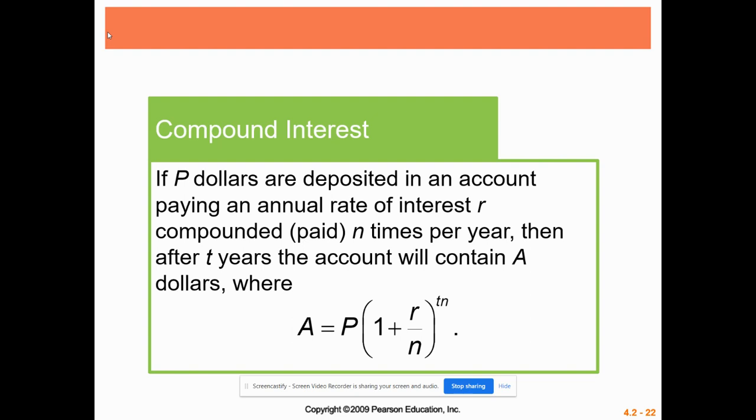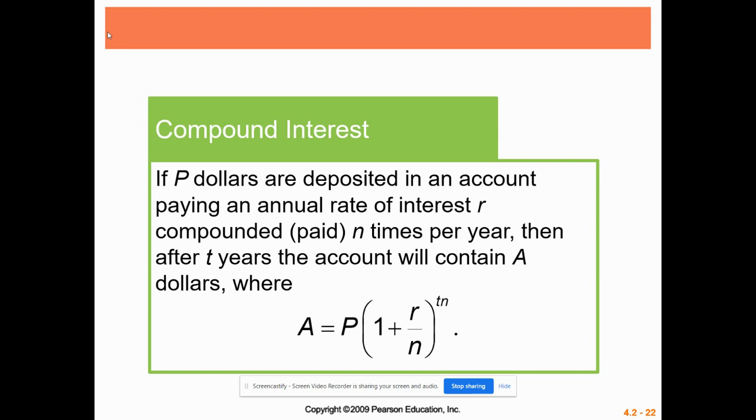In this video, we will go over a few examples of solving exponential equations involving compound interest. Compound interest is the idea that you're earning money on earning money. So if we deposit P dollars into some account that earns an annual rate of interest, R, and our interest is calculated or compounded N times per year, then after T years, the account will have A dollars.